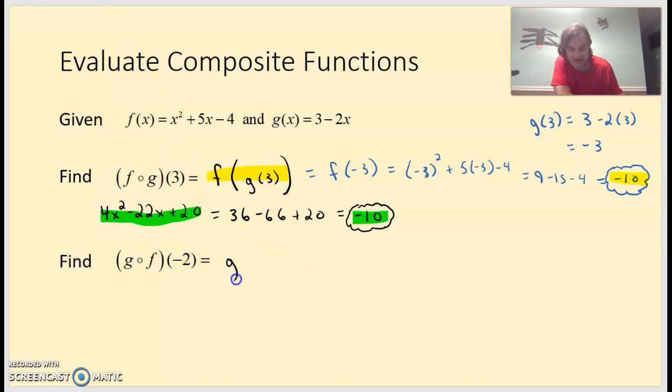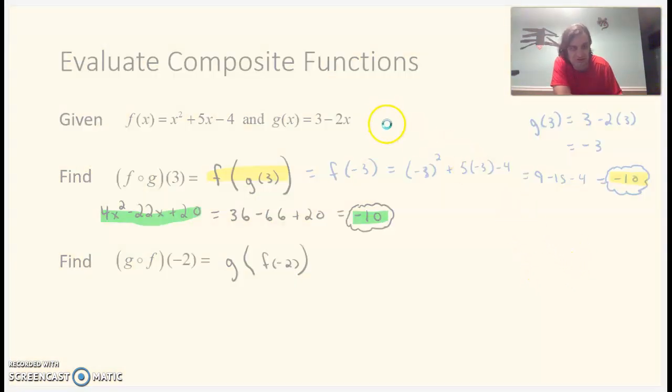If I'm doing this, it reads from right to left. So I'm trying to find g of f of negative 2. So if I come over, let's wait on the PowerPoint to catch up.